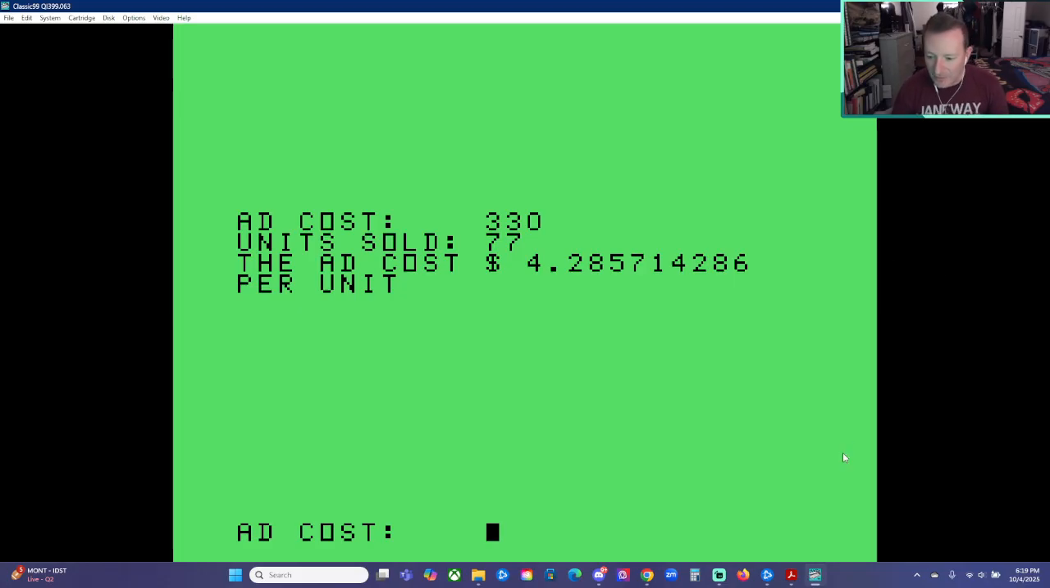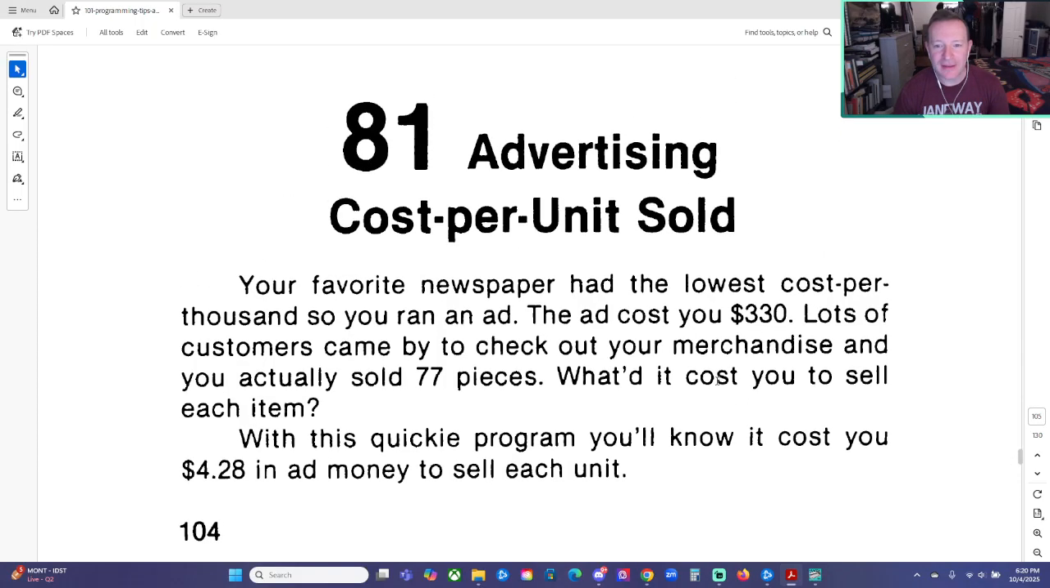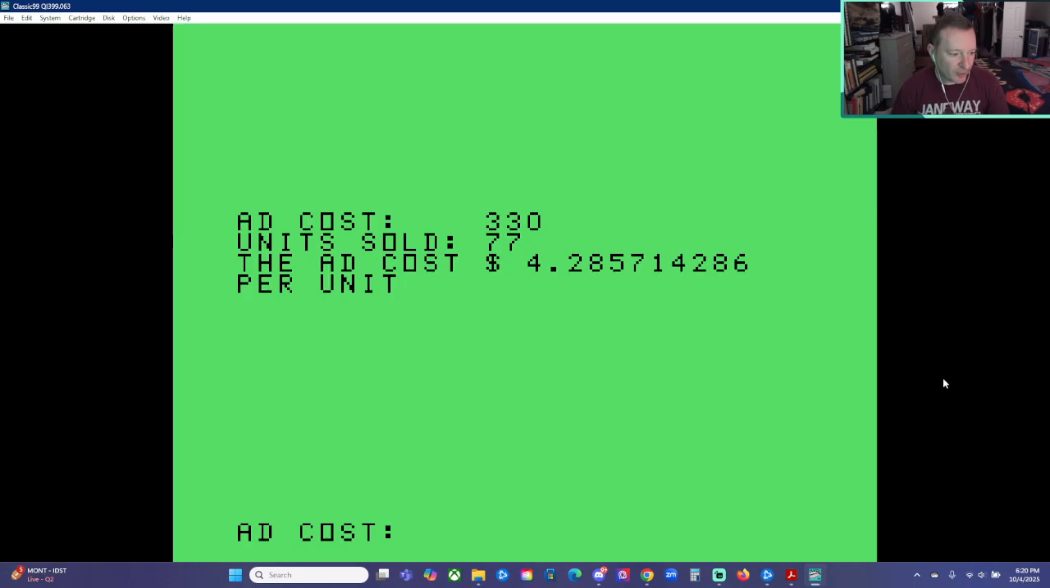In any case, that was program number 81, Advertising Cost Per Unit Sold, from the book 101 Programming Tips and Tricks for the Texas Instruments TI-99 4A Home Computer by Len Turner.